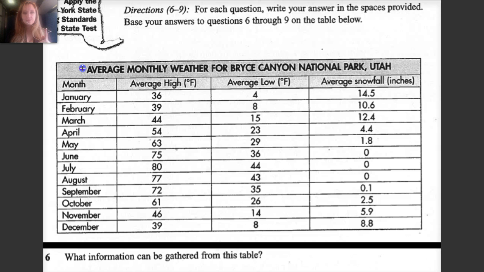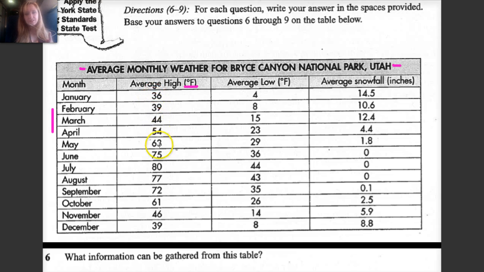So the title is, right here, the average monthly weather for Bryce Canyon National Park, Utah. Never been there, don't need to know about it to be able to read this graph. So the month, January through December. Average high, and what they're talking about is degrees Fahrenheit, they're talking about temperature. I know that because of the Fahrenheit.